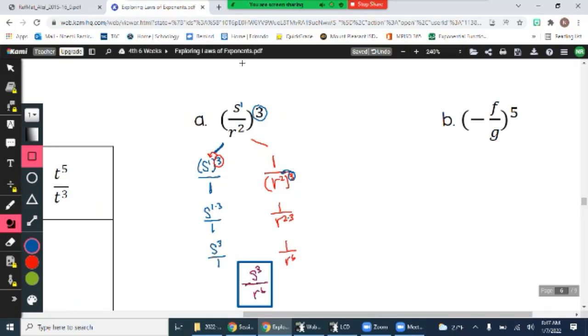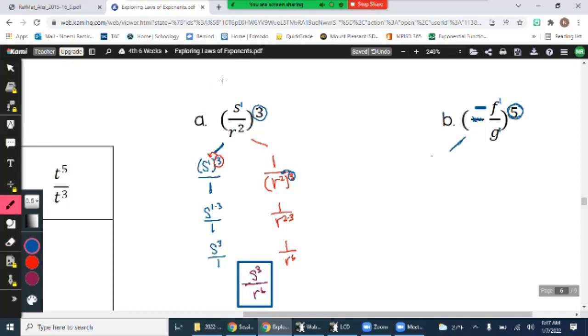All right, so I'm going to assign this negative over to the f. Oops, right there. We do have an exponent on the outside. And I'm going to break the f off over here. We have f to the power of 1, g to the power of 1. So in the parentheses, we have negative f to the power of 1 with a 5 exponent on the outside. That is the top side of the fraction. So I'm going to leave it over 1.